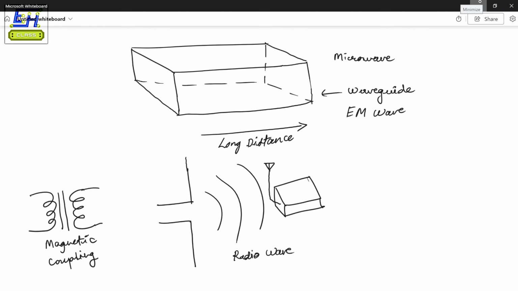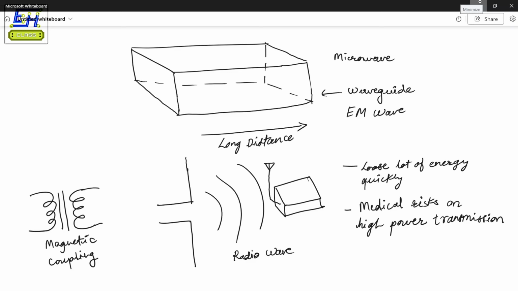The only problem with long distance wireless power transmission is that you lose a lot of energy quickly. And also we have medical risks associated when we transmit really high power. This is one of the biggest challenges that we face in wireless energy transfer technologies, that you cannot go above a certain threshold that has a potential to damage cells.